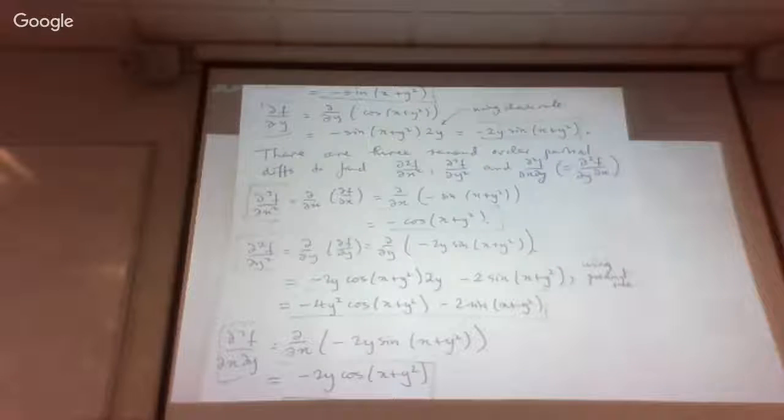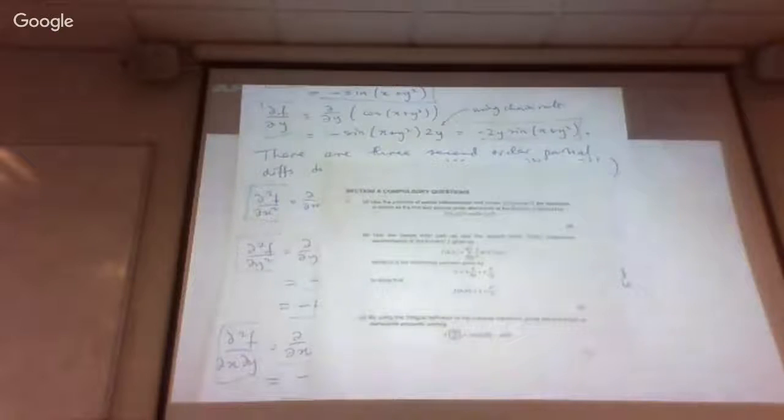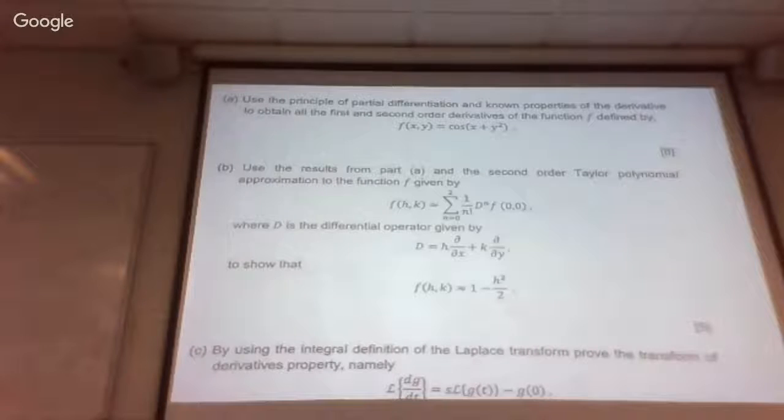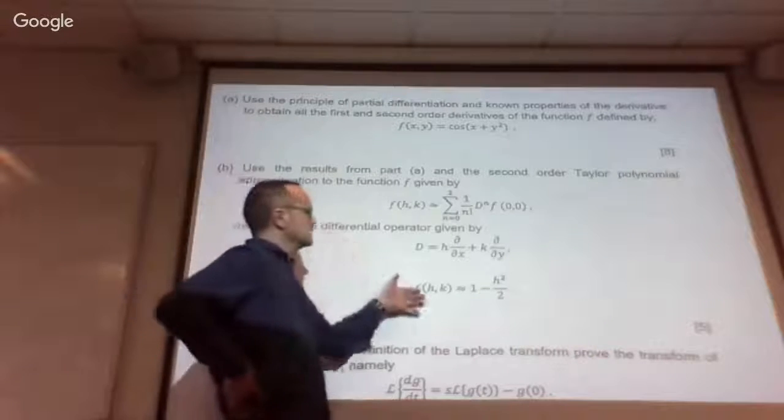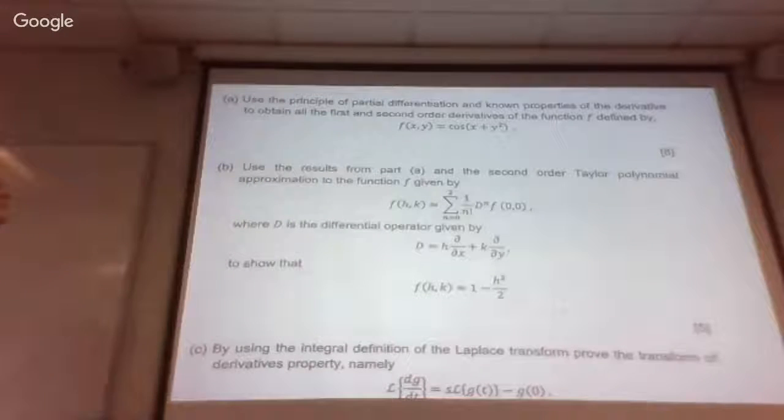Okay. Part B. Part B is working with the 2-variable Taylor polynomial approximations. You're given the formula for it there in compact sigma notation form, and you're given the output that you should be getting. We're using the same function f as in part A, because it says use the results from part A. So there's 5 marks going here.